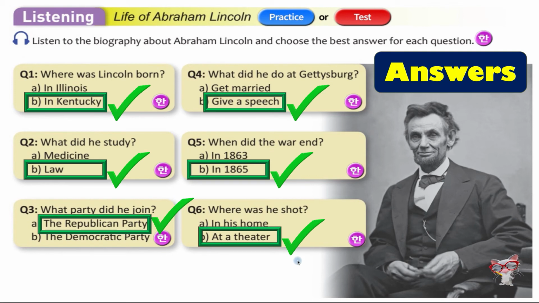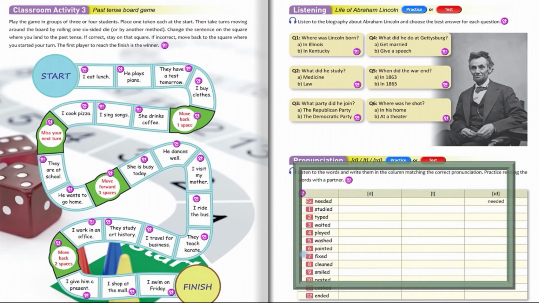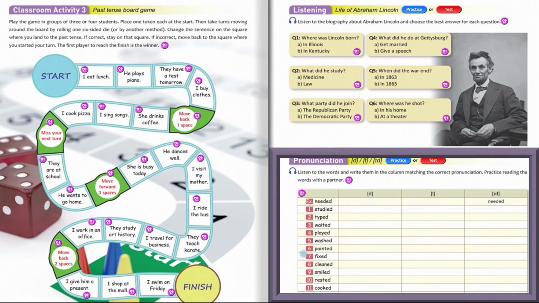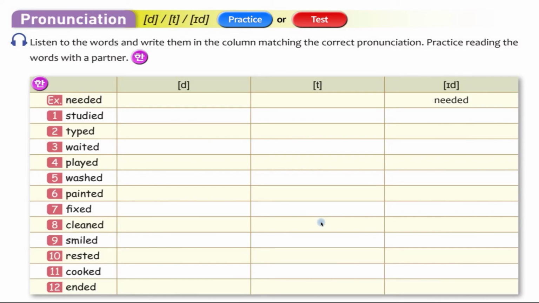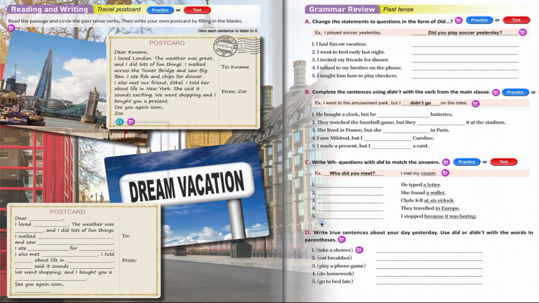He helped free the slaves. That's important. He had very good pronunciation, but we're not doing the pronunciation for today. We're going to skip that. We've done a lot of that.